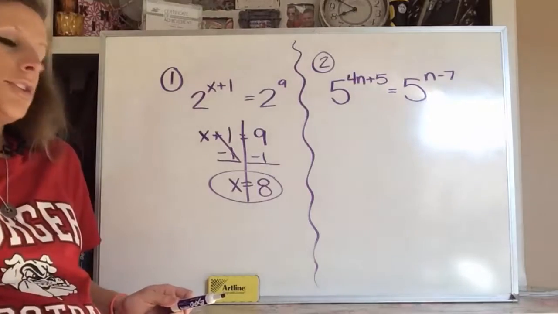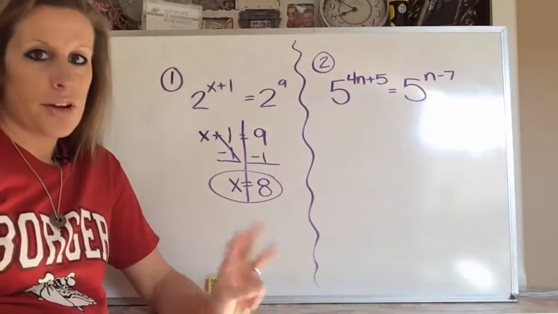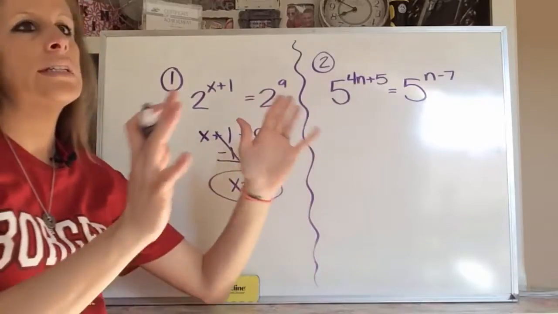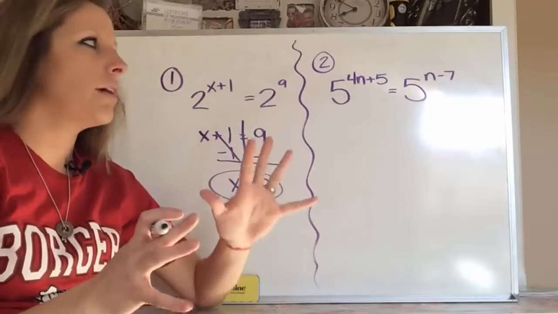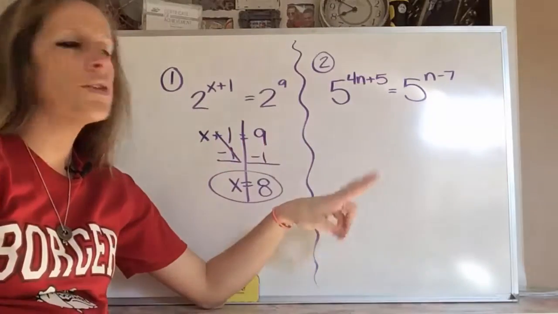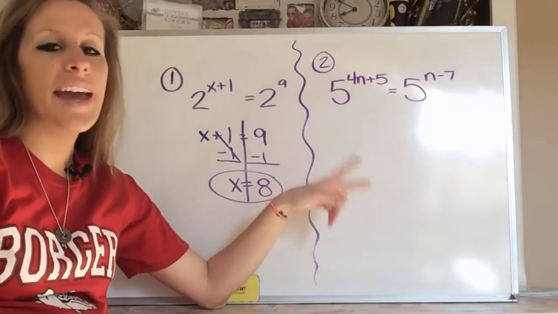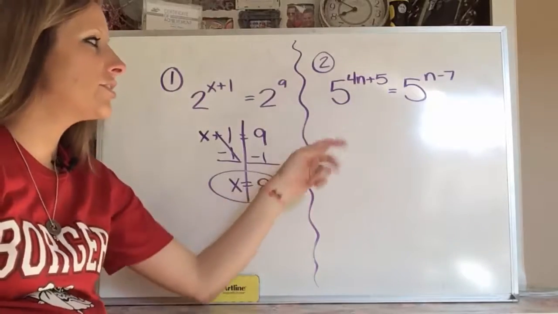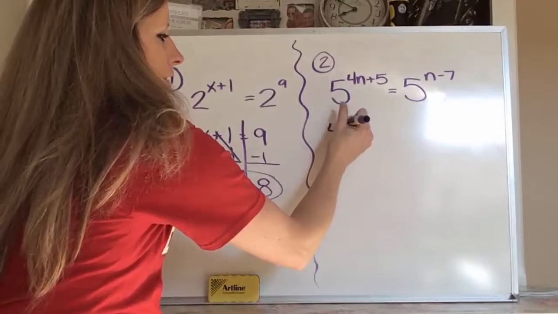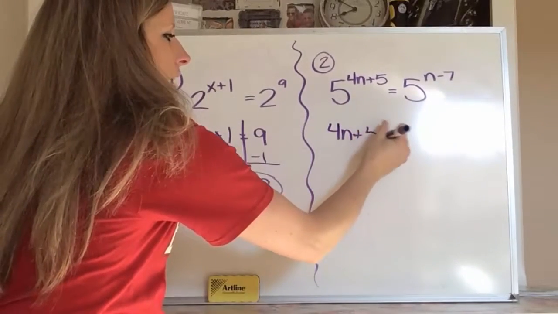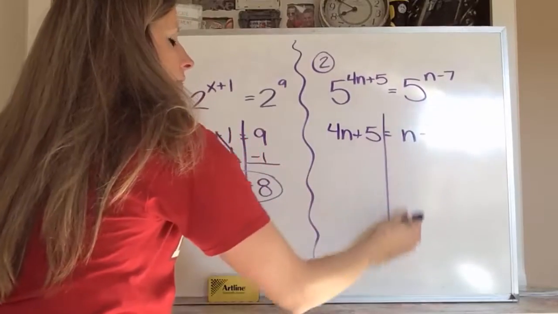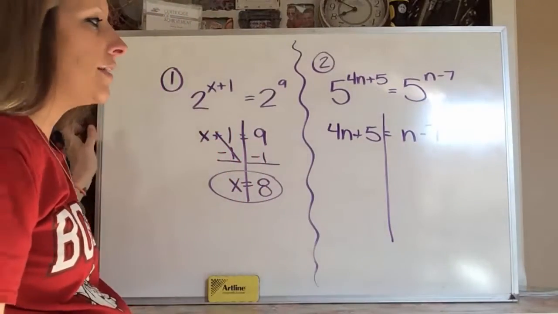So let's look at number 2. Think about your 3 steps. First step is simplify. These are condensed as much as you can simplify or condense them. Step 2, make sure they have the same base, and they do, so that's good. Step 3, set the exponents equal to each other. So 4n plus 5 equals n minus 7. And I'm going to solve for n.